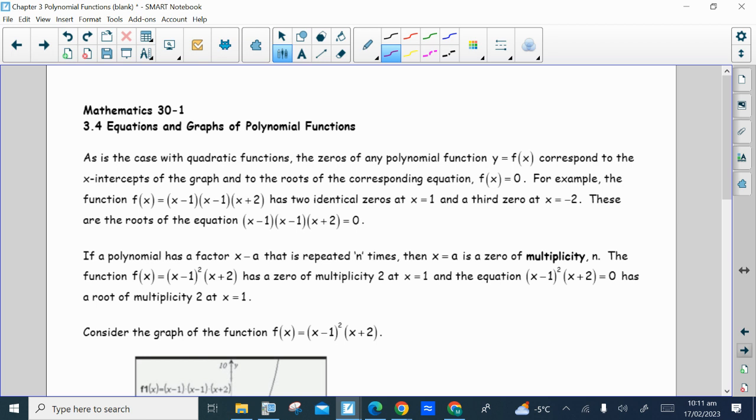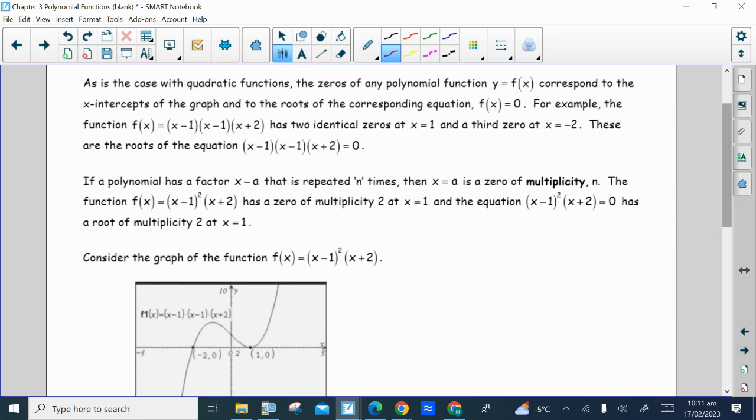If a polynomial has a factor x minus a that is repeated n times, then we say x equals a is a 0 of multiplicity n. So that function f at x equals x minus 1 all squared times x plus 2 has 1 0 at x equals 1, and its multiplicity is 2. It occurs twice because the factor is squared. So that means that it will occur twice. And then there's a third 0 of negative 2, and that one has a multiplicity of 1 because it only occurs once.